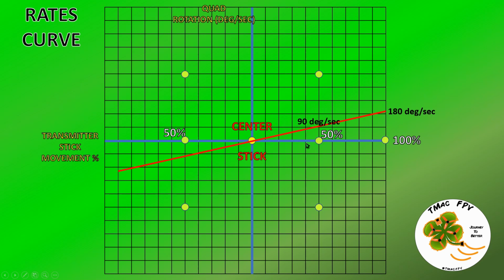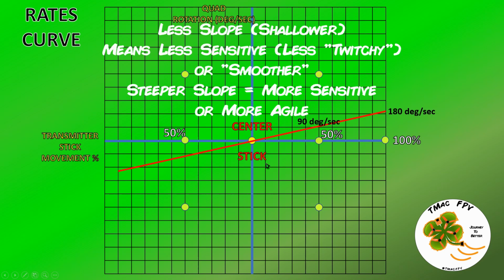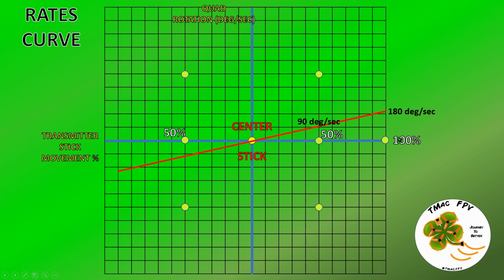The RC expo number you place in the last column simply changes the shape of your quadcopter's response from that of a linear relationship to a curve. It's called an exponential curve, hence the term expo. It keeps the maximum rotation of your quadcopter the same at full stick deflection while reducing the slope of the curve around center stick, which means your quad's going to respond less aggressively to your stick inputs in that area, but still have the same response at full stick deflection.